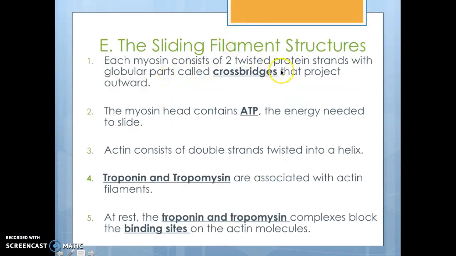Each myosin consists of two twisted protein strands called cross bridges that project outward. The myosin head will contain ATP. ATP is the energy that you need. So not only do you need the calcium that comes in and attaches, that comes from the sarcoplasmic reticulum, you also will need ATP that's constantly being produced by the mitochondria. Actin consists of a double-stranded helix. I'll show you that in a second. Called troponin and tropomyosin. At rest, the troponin and tropomyosin actually are blocking. So if there's no calcium, it's almost like having the parking brake on. Your myosin cannot attach, and therefore muscle contraction cannot occur.